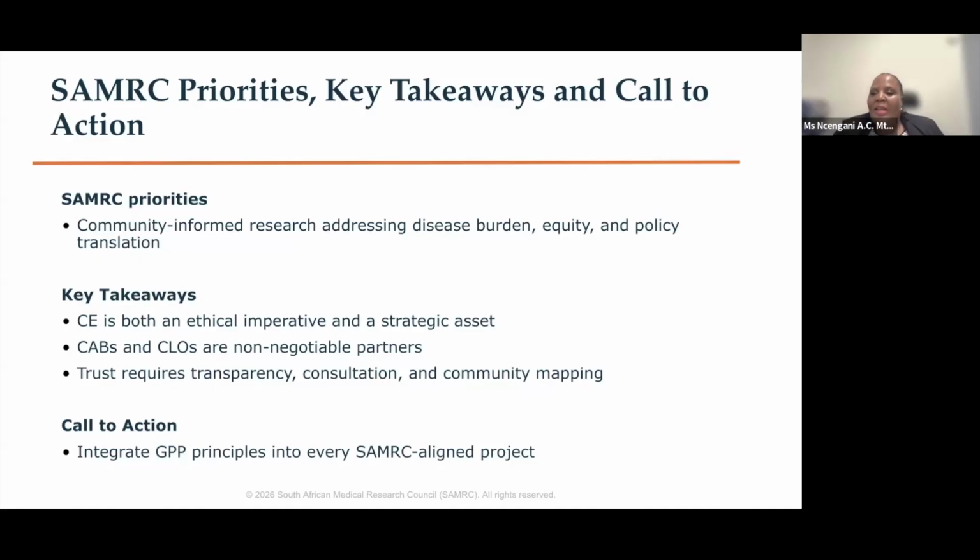So today, the key takeaway is that community engagement is both an ethical and continuous process. It is not just a once-off, and stakeholders like CAP members are not optional, but they are essential partners. Trust is always built by being transparent, consulting, and ensuring that we engage our stakeholders throughout. Next slide.